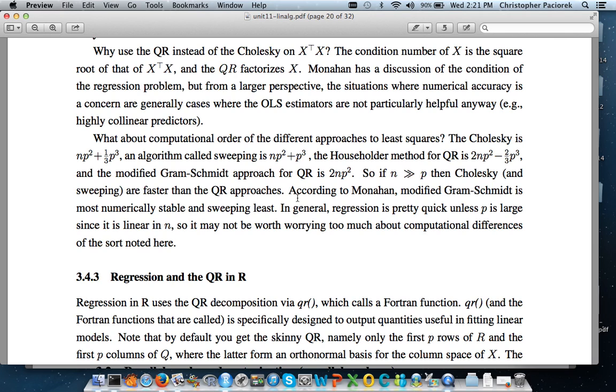So there might be some trade-offs in terms of numerical accuracy. They're probably not going to be all that important for most purposes. I did actually have this comment: the Monahan book, which I mentioned in the syllabus, says that modified Gram-Schmidt is the most numerically stable. So the trade-off here is that this is more numerically stable, but it's also more computationally intensive than the Householder method. But as I implied last time, most of the time we're not going to be working with situations where the columns of the X matrix are so collinear that the numerical accuracy is going to be all that much of an issue. So it's probably in most contexts not going to matter all that much.